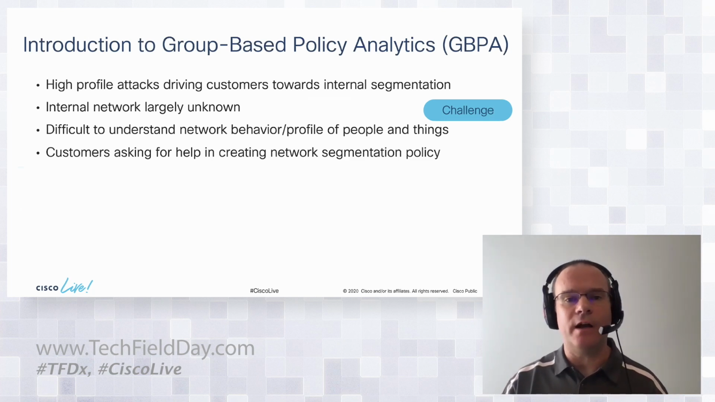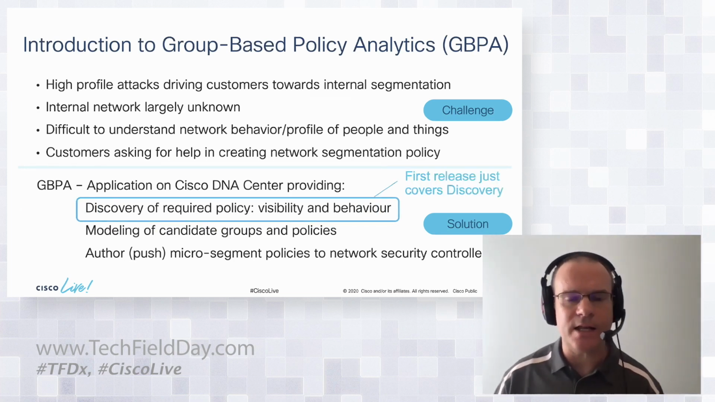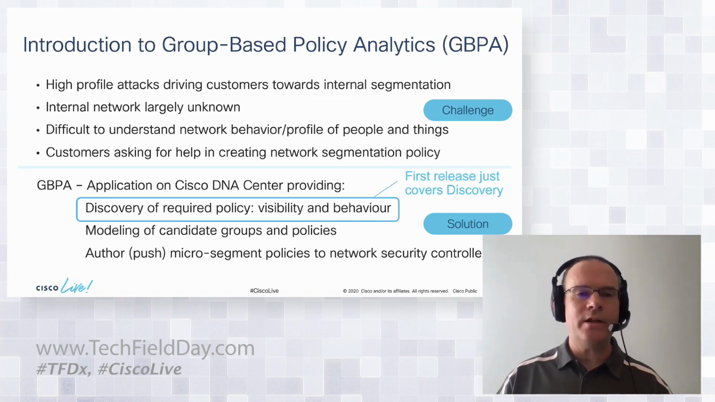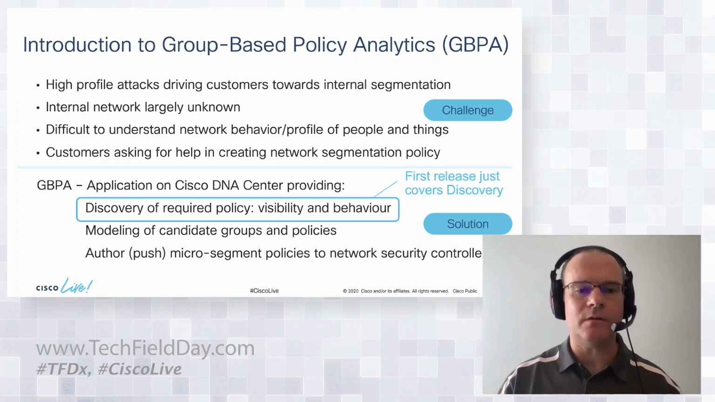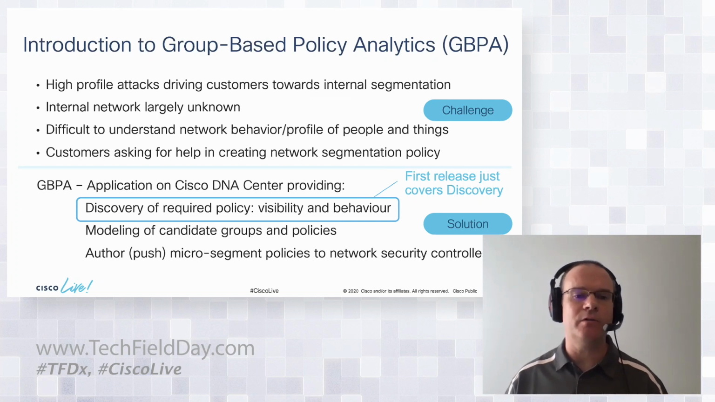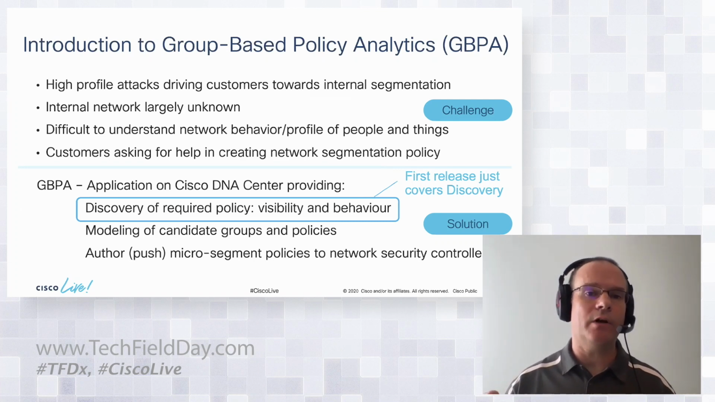So customers are asking for help. So we're developing a tool. It's based on DNA Center. It's called Group-Based Policy Analytics. And it's really going to do two things. What we're releasing first is the discovery of visibility and behavior. So how to answer the question of what is the network profile of this particular endpoint and what is it communicating to? That's what we're answering in the first release. But in subsequent releases, we're going to be able to model basically, if I created a deny over time, what would it do to my network traffic?